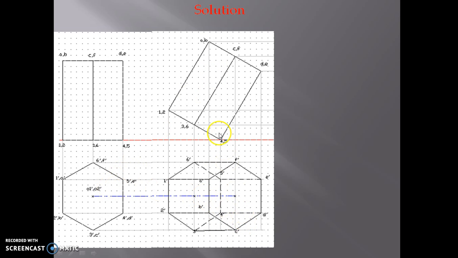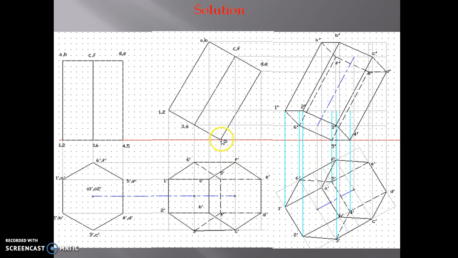Now so far we have fulfilled the condition of the base with the HP, and this prism is resting on its base edge on the HP. This we can see from here. So this edge is on the reference line. That means it is resting on its base edge on the HP. Now still one more condition is remaining. This is the condition of this edge, means 4 dash 5 dash, with the VP. So this edge is making a 60 degree angle with the VP.